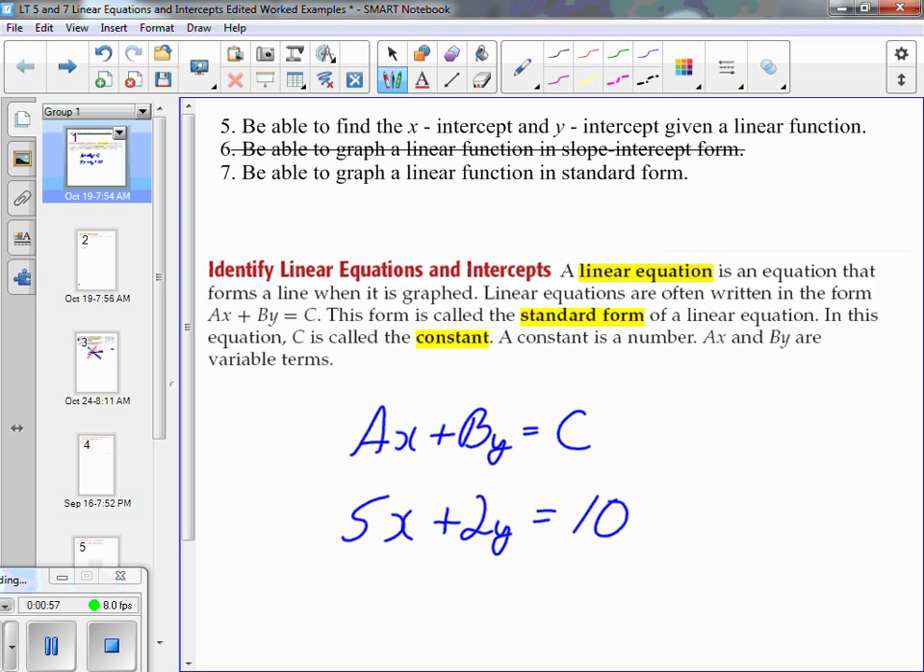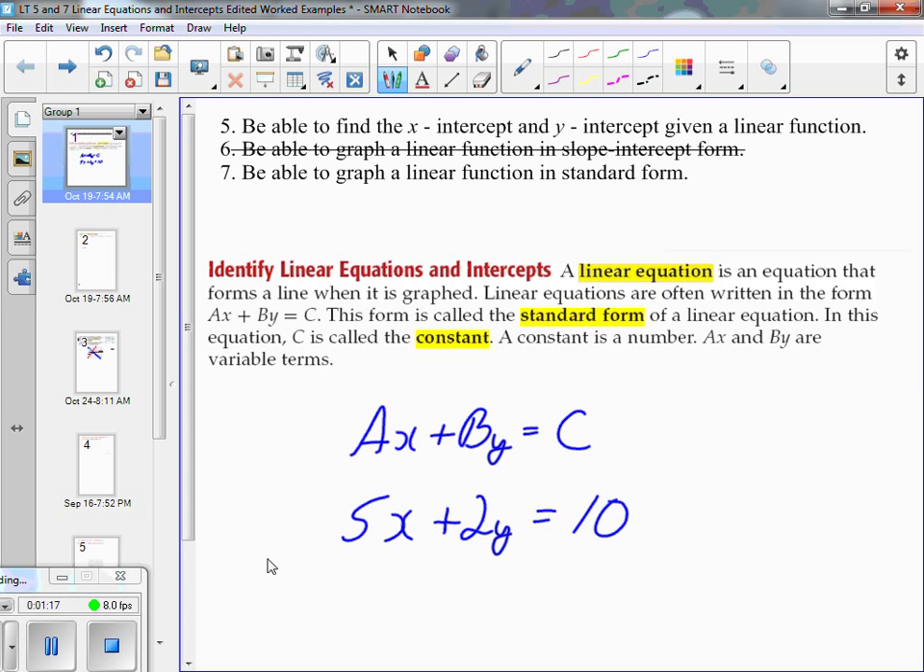We hardly ever use standard form, but they love putting that form on standardized tests. So if any of you are going to take the ACT again, or you're going to take the Compass, you're going to have to deal with standard form. You're going to have to. So let's learn to deal with it.